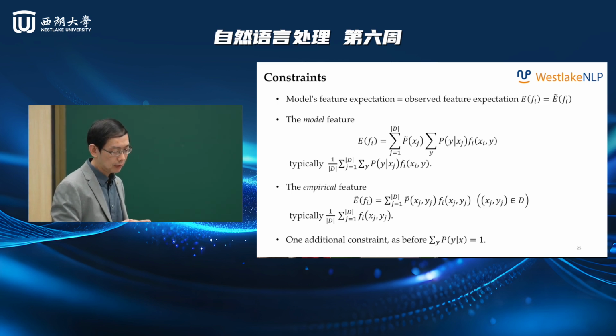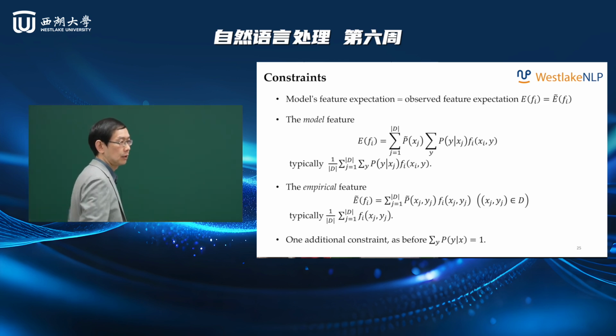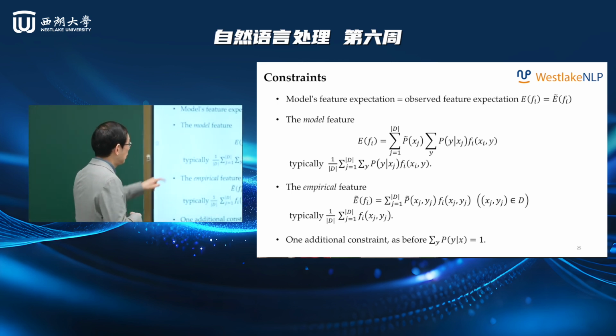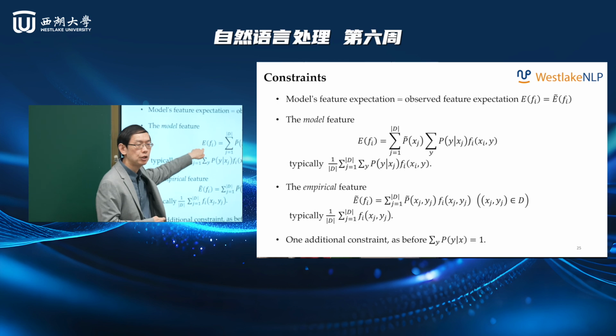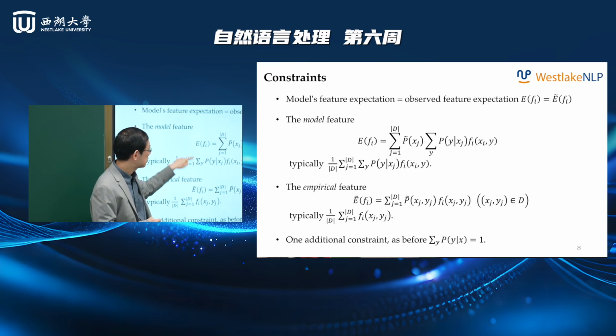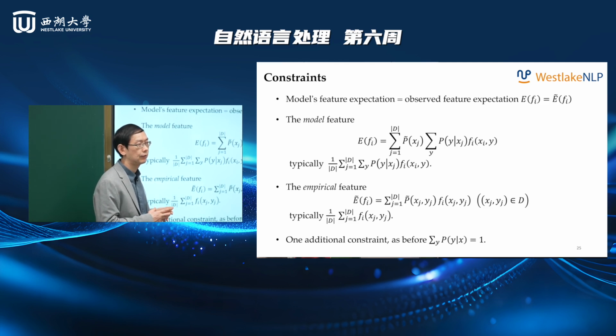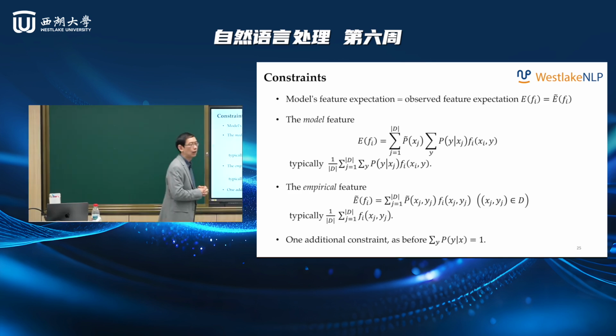Now, all my knowledge can be denoted as: the expectation of every feature according to our model is the same as the expectation of this feature according to the data. This is the only knowledge I have about our data set. So this is a constraint. The second constraint is that for all the class labels, the probabilities sum up to 1.